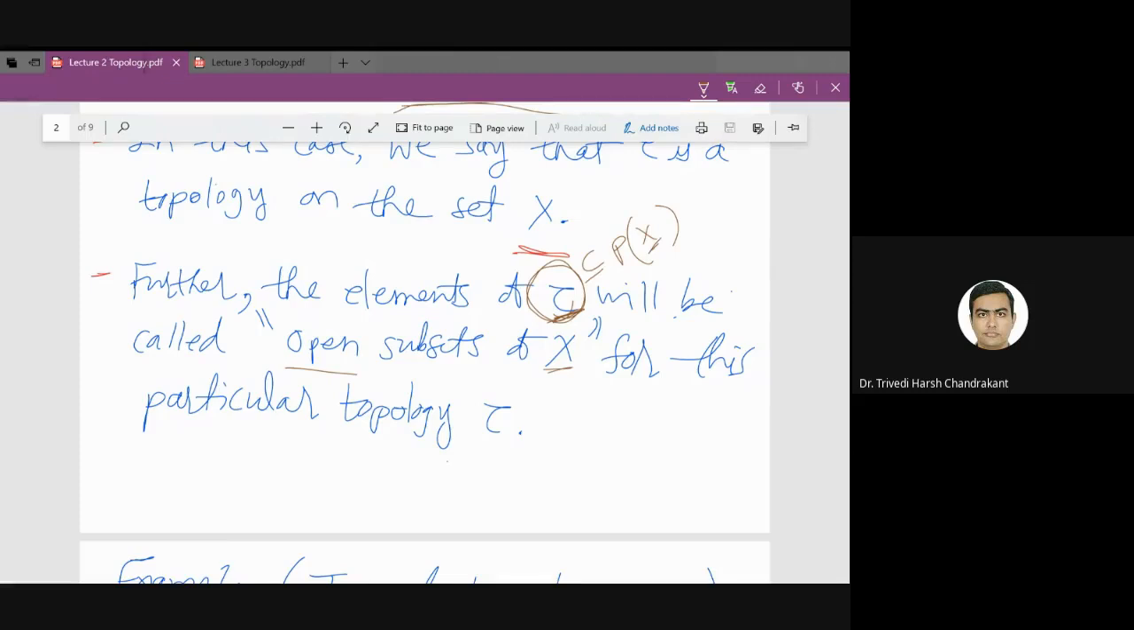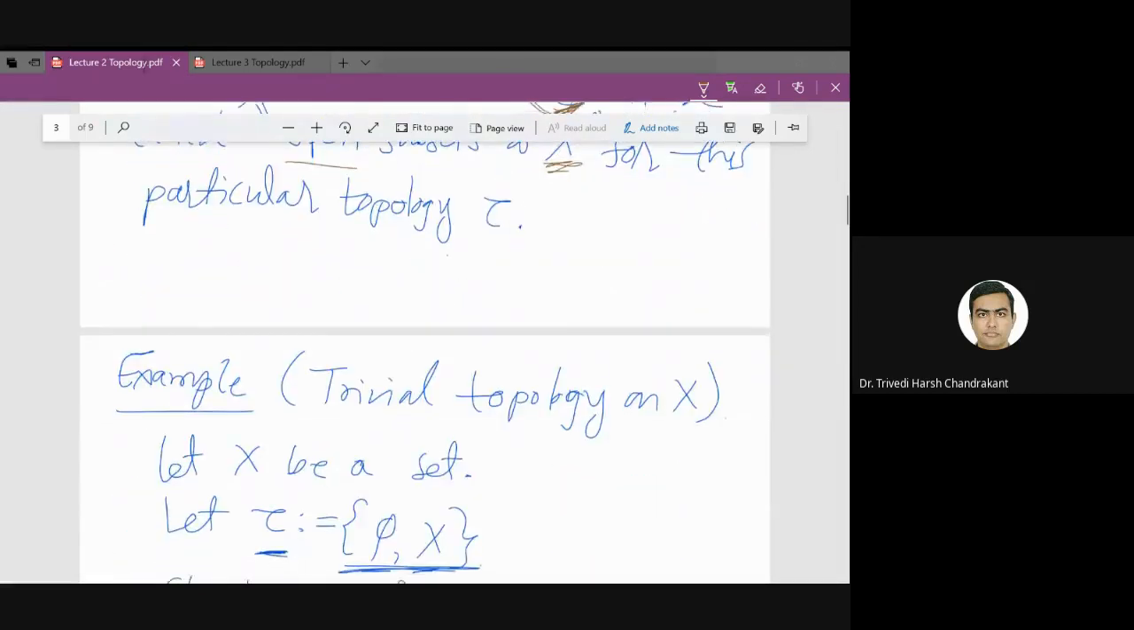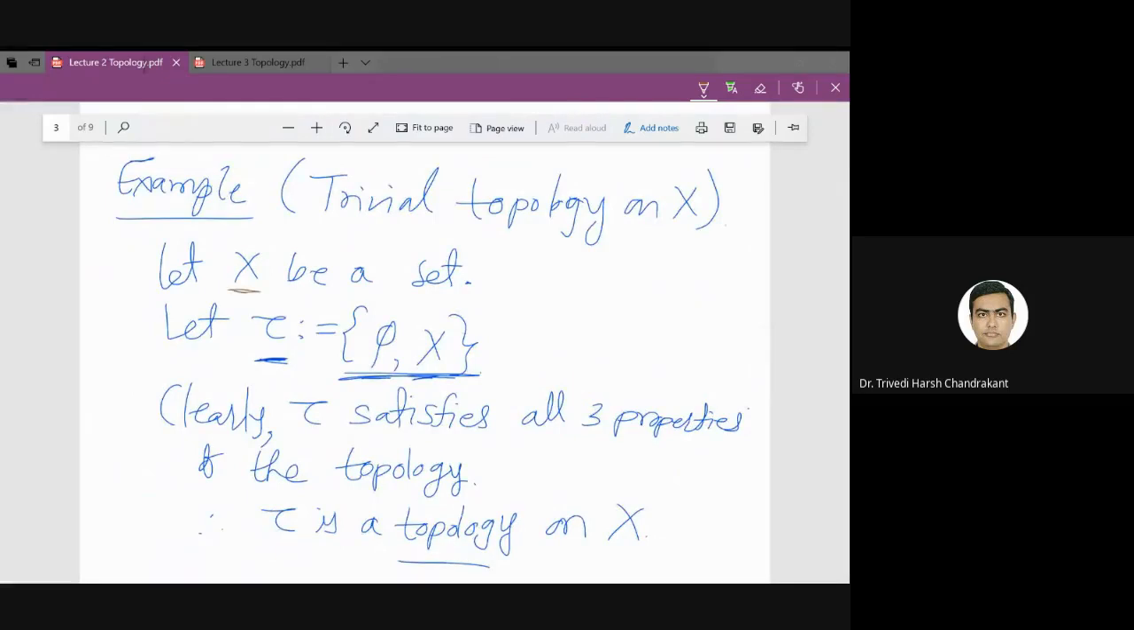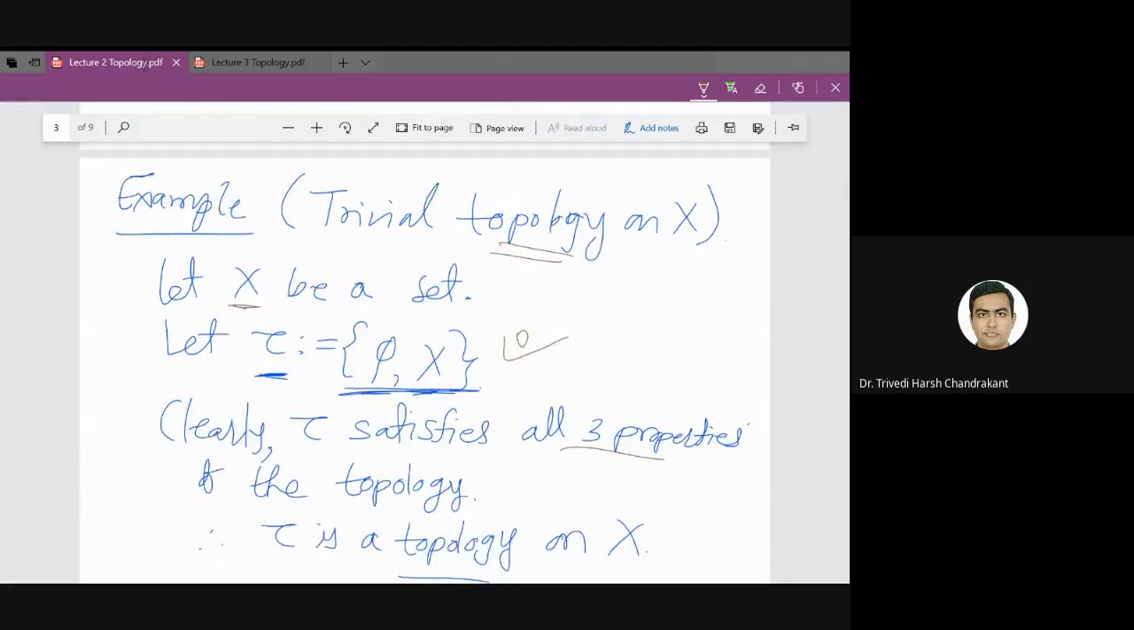So if we give such a collection tau, we will be able to identify what are the open subsets of that particular set X. So the first example which we consider is X is any set, then the topology containing these two elements, phi and X, defines a topology that satisfies all these three properties. Such a topology is called trivial topology, and the elements in this tau are phi and X. So that means phi and X are open sets. So in this topology, only two sets are open, phi and X.